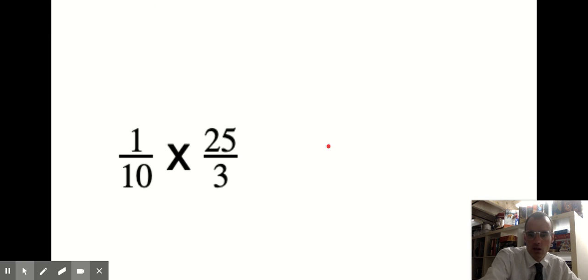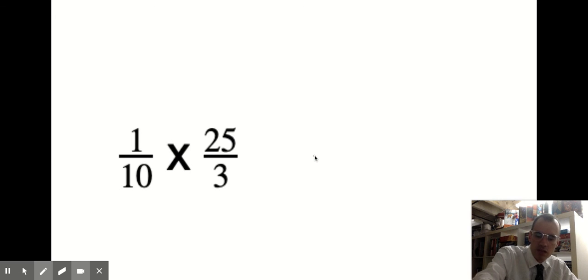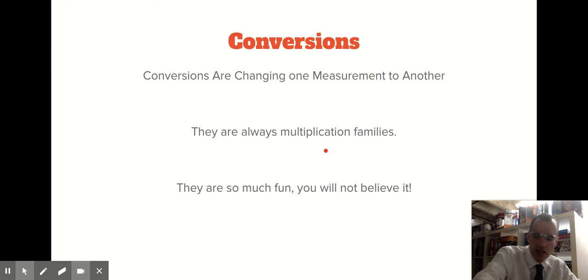And here we go. 1/10 times 25/3. It's easy. I mean, that one's legitimately easy. 1 times 25? It's not 26, it's 25, right? Any number multiplied by 1 is going to be itself. 10 times 3. I don't know if I can do this. Yes, I can. It's just 10, 20, 30. Bam! Done. Right? That's multiplying fractions. It's very, very straightforward. You're multiplying the top, you're multiplying the bottom, right? It's probably the best thing you can do.